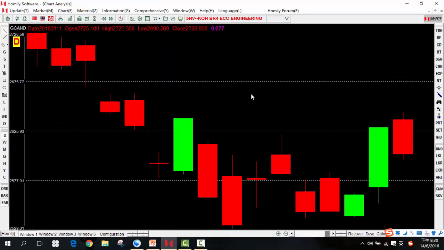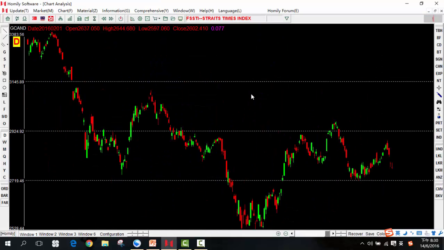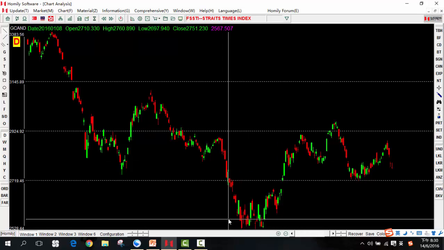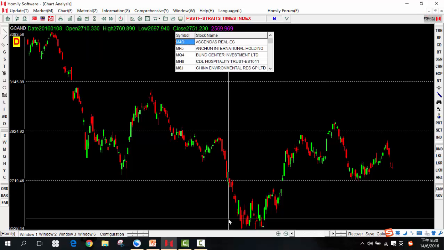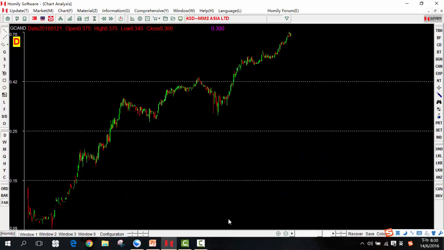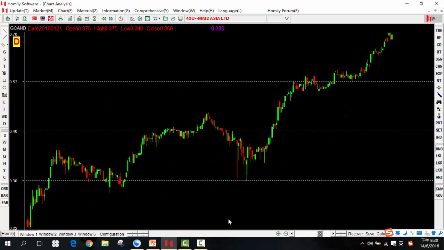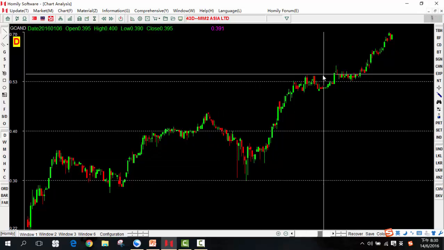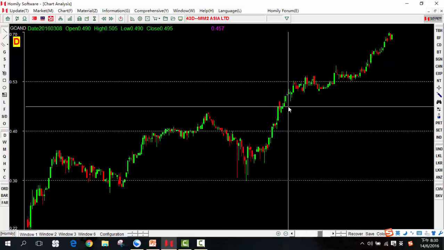Then we can find this one. This is the double bottom, right? This is the STI index. Then we can check some individual stocks. This pattern, we cannot find a pattern like this, right? Then we can see the next one. Round bottom is better. Then we can see the next one.